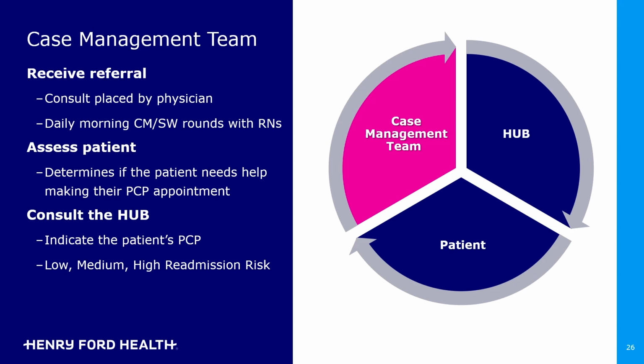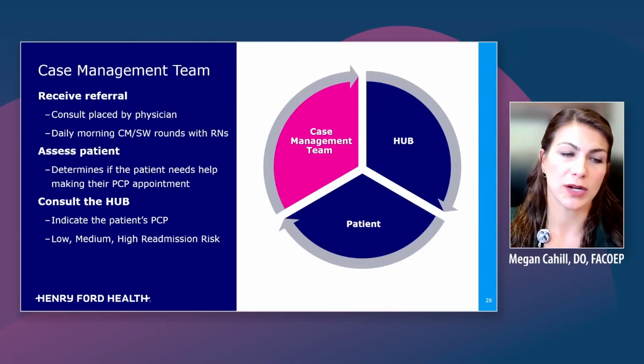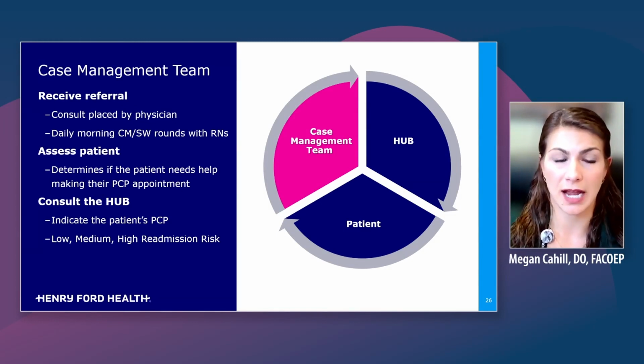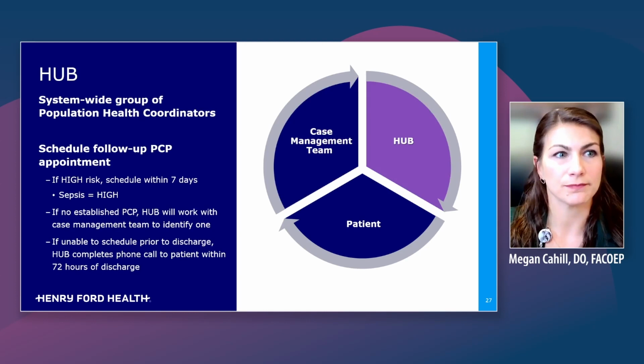It's part of the order that's placed to the hub. And they will either assign the patient as low risk, medium risk, or high risk. Sepsis in and of itself is considered a high risk readmission rate, so they will be deemed as a high risk. Next slide, please. So when we look at the hub, this is a system-wide group of population health coordinators.